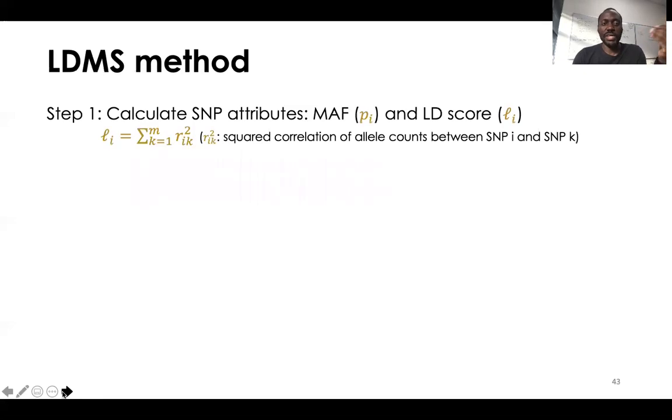So just in brief, this LD and MAF stratified method, or LDMS method, goes like this. The first step is to calculate the SNP attributes that we want to stratify the SNPs on. The first one is the MAF. So we calculate the MAF of the SNP, and we calculate another quantity, which is called the LD score. And that quantity will be instrumental in the lecture given by my colleague Hilary Finucane, who will talk about methods for estimating heritability using GWAS summary statistics.